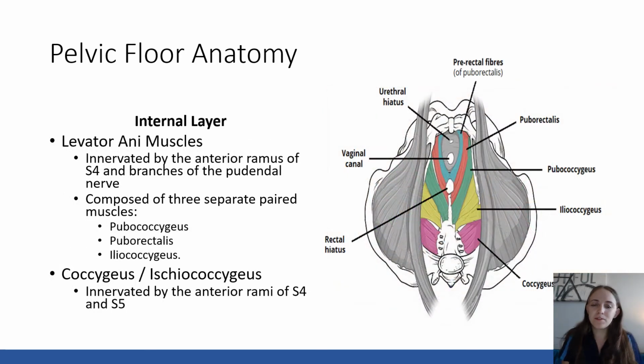And then we move into our internal layer. These muscles are most important for stabilization, sphincter control, and holding in our internal organs. There's not a whole lot of differences here between male and female anatomy. All these muscles create a sling around the urethra, around the vagina, and around the anus. The most important thing I would note here is that they're innervated by the S4 nerve root and the pudendal nerve. Could be important later.